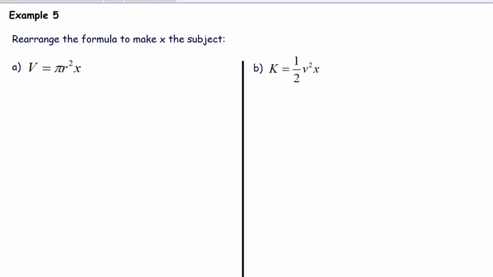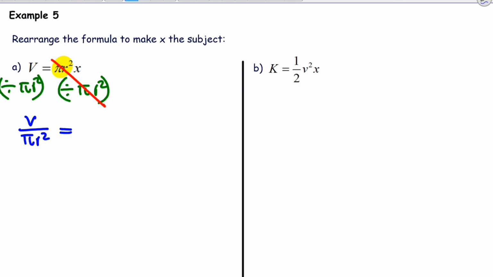Example 5, rearrange the formula to make x the subject. So again, the first step here is by inspection, you can see that pi r squared is multiplied by x. So what you are going to do is to perform an inverse operation. The inverse of, or the opposite of, multiplying by pi r squared is dividing by pi r squared. So we divide by pi r squared. What we shall end up with is, by the way, pi r squared divided by pi r squared will be equal to 1. So we end up with v over pi r squared is equal to x. And that will be the final solution.